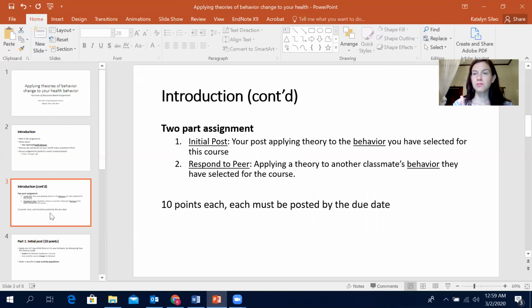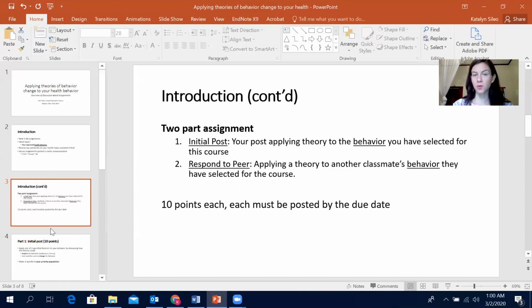And then after the due date of the initial post, all your peers should have posted, and you'll respond to one peer, applying a different theory, one that they didn't use, to their health behavior. So if my health behavior is contraceptive use, with unintended pregnancy being the outcome, my initial post would be applying a theory of my choice out of the three options to that topic. But when I respond to a peer, I'm going to use a theory that they didn't use, and apply it to their behavior. So if their behavior is smoking, then I'm going to be applying it to smoking, not my topic. So I hope that's clear.